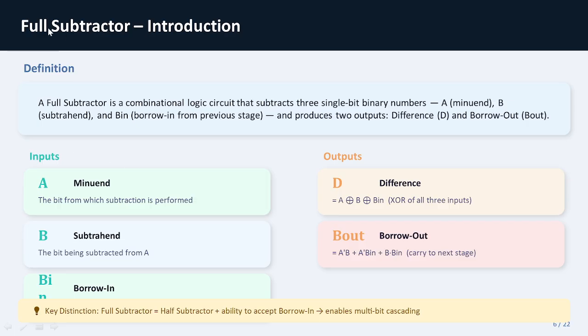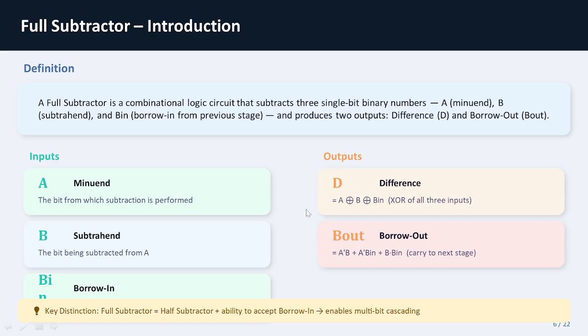So what is a full subtractor? A full subtractor is a combinational circuit that subtracts three single-bit binary numbers. What are they? A the minuend, B the subtrahend, and B in. B in is the borrow in from previous stages, and it produces two outputs. What are the two outputs? Difference D and borrow out B out. So this is what the textbook definition looks like, and I've also explained here what the inputs and outputs are.